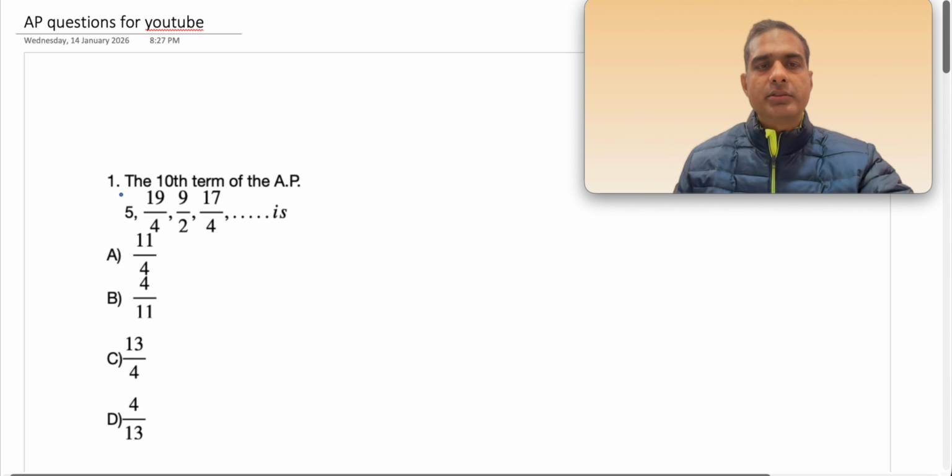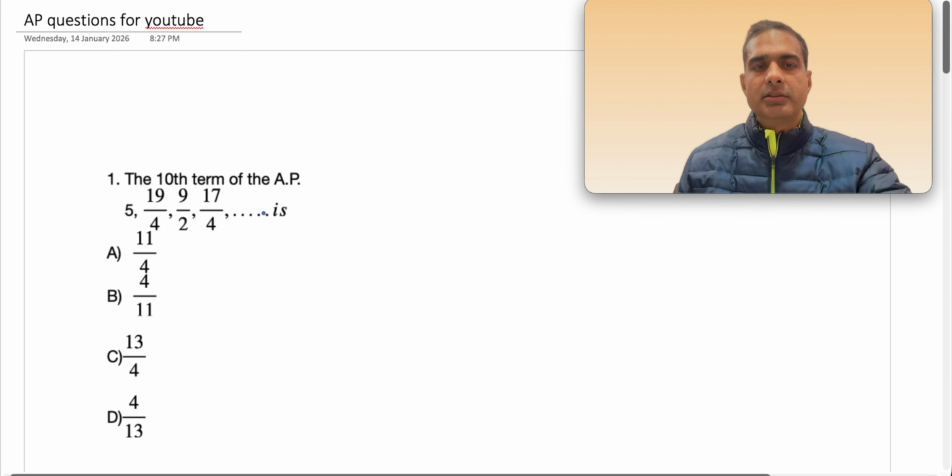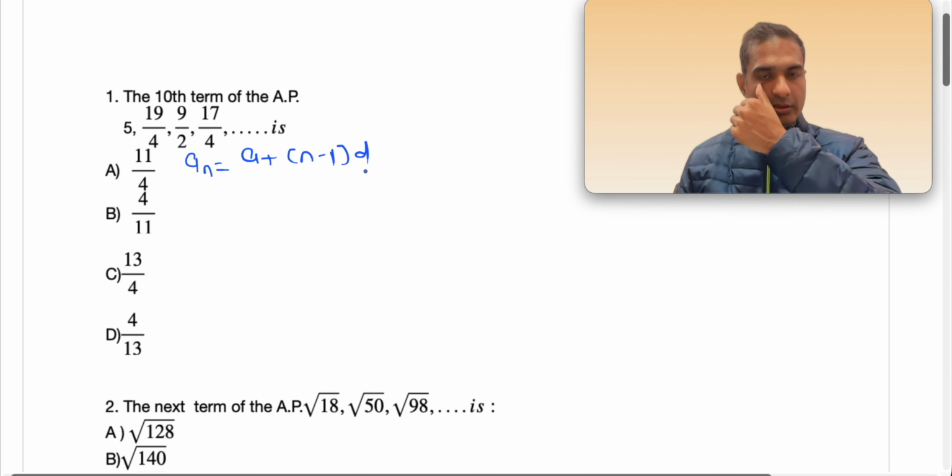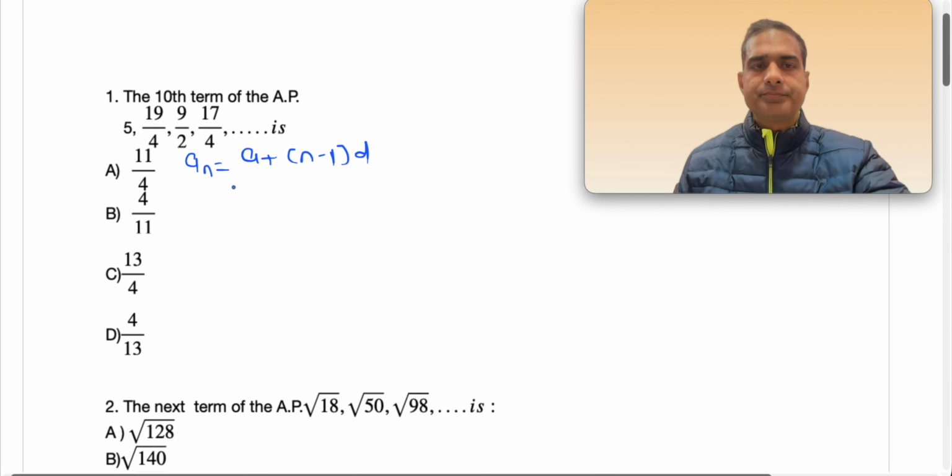The first question is, the 10th term of the arithmetic progression 5, 19 by 4, 9 by 2, 17 by 4 is. So we have to find out the 10th term of this series. We know the nth term of a series is given by an is equal to a plus n minus 1 d. So an is the nth term, a is the first term, n is the number of terms about which we want to find out, and d is the common difference.